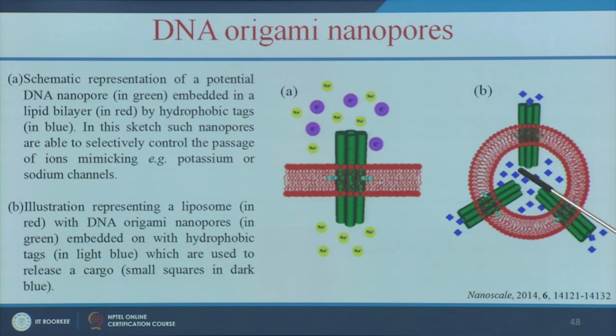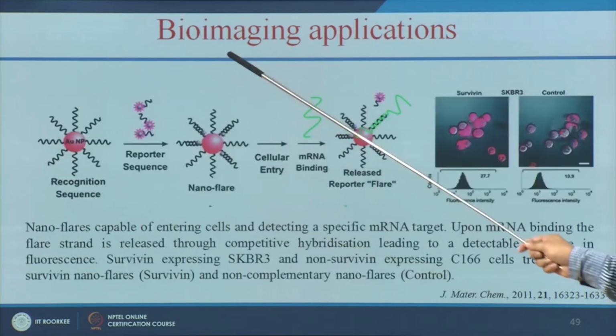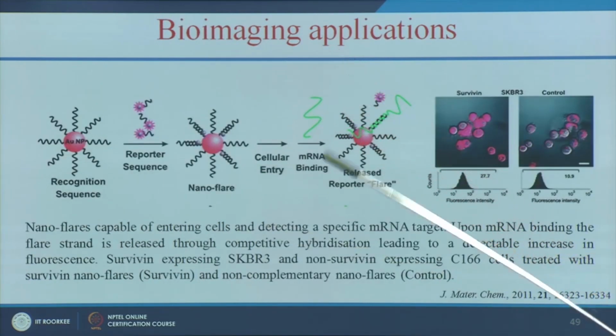And here also the blue color square is your anti-cancer drug or any other therapeutic molecules, and this carrier can be useful for controlled delivery or control release of your therapeutic molecule. So the next application is we can use it for bioimaging application.